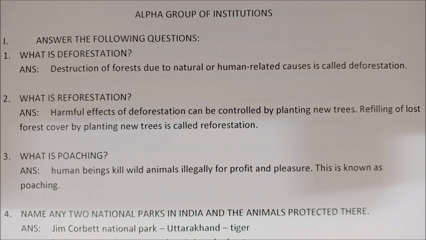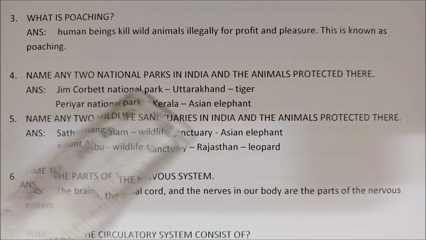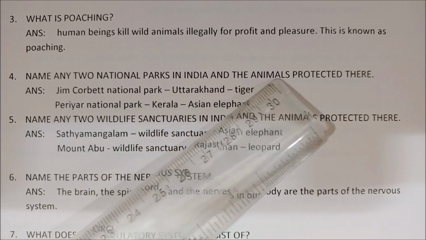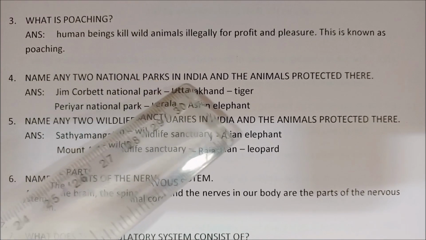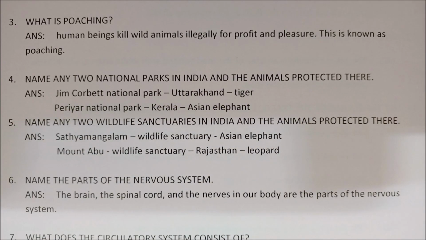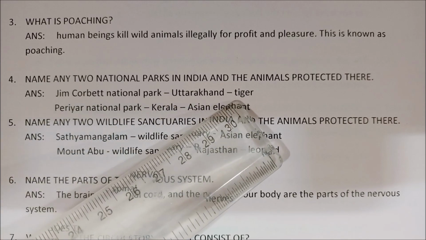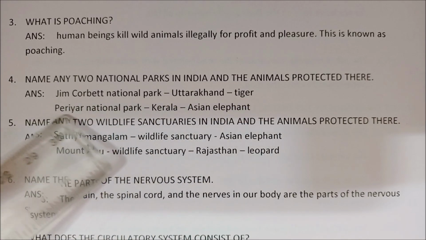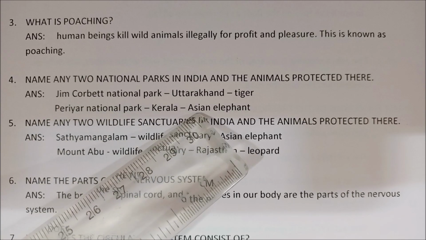Good. Your next question, question number 4. Name any two national parks in India and the animals protected there. Children, I have given you two examples in your classwork. The same examples I am going to give here. Jim Corbett National Park, Uttarakhand, and the animal which is protected is tiger. Periyar National Park, which is located in Kerala, and the animal which is protected there is Asian elephant.